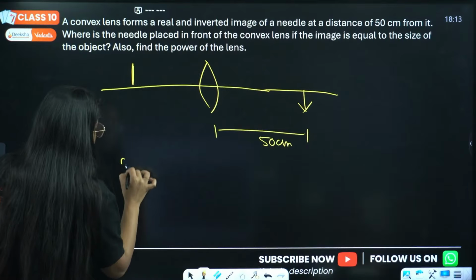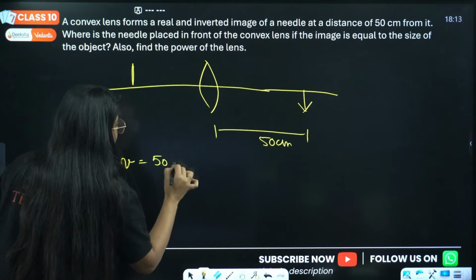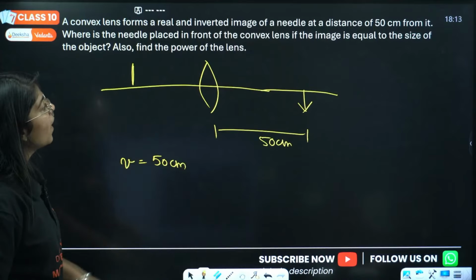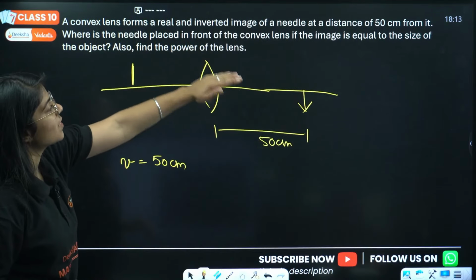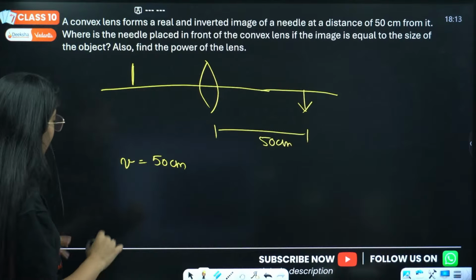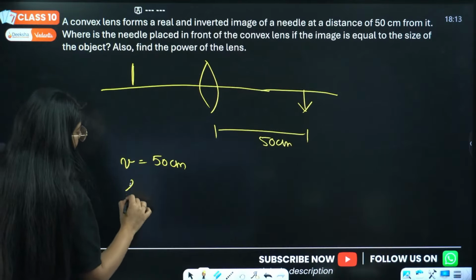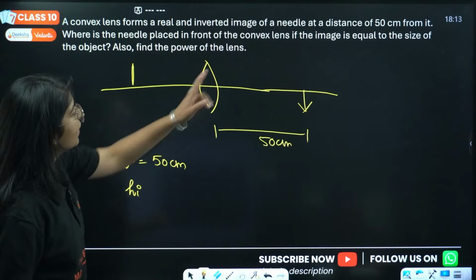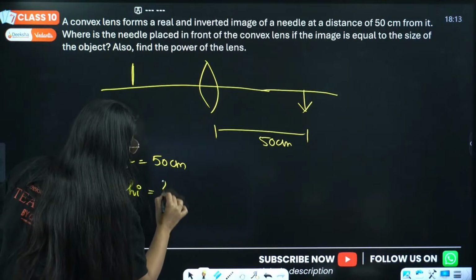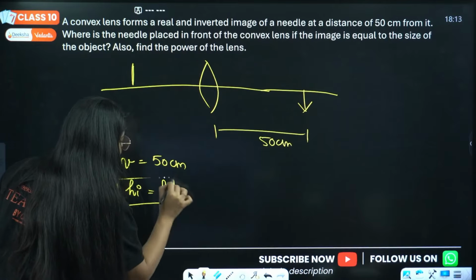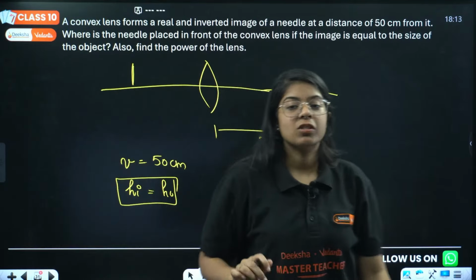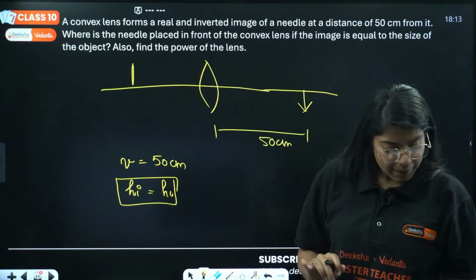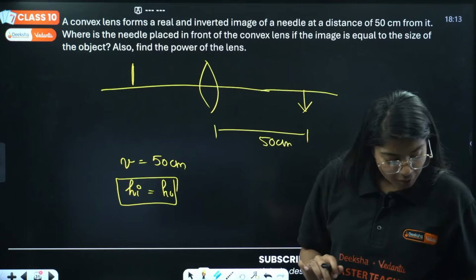So image distance is 50 centimeter. Understood? Where is the needle placed in front of the convex lens if the image is equal to the size of the object? They are saying that the image is equal to the size of the object. Now in which case will that happen? In which case the height of the image will be equal to the height of the object.